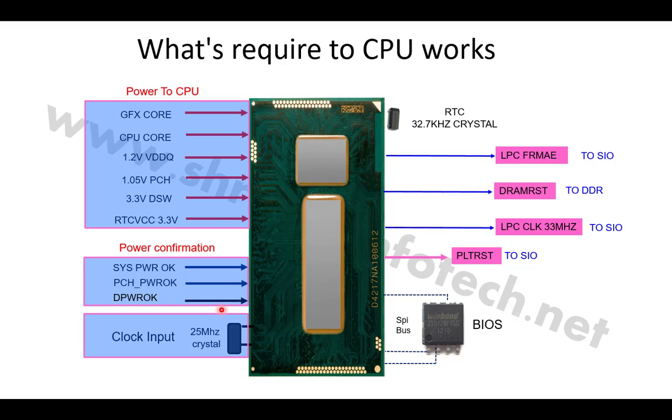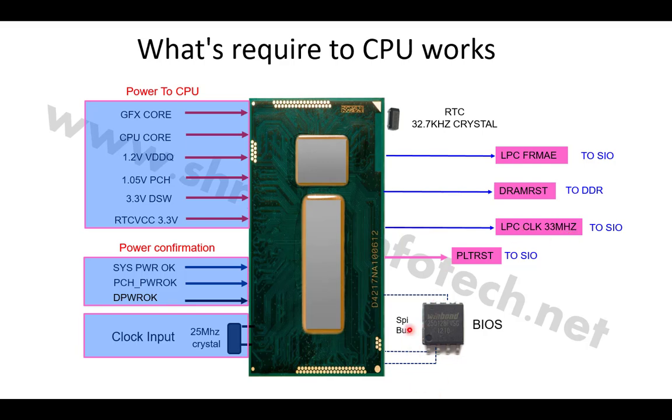So if the clock section is working, how will we check that? Here is the LPC clock, and this section we can check on the SIO, it's called the LPC clock, and the frequency is something around 33 megahertz. So this signal we can check on the oscilloscope.